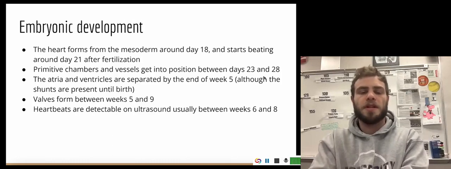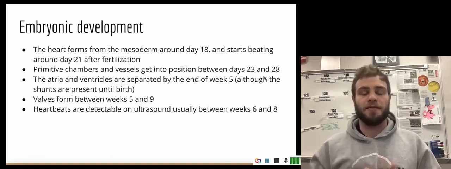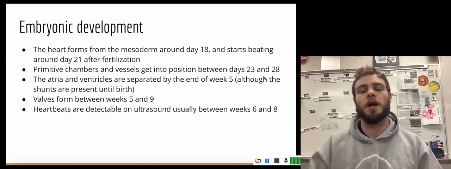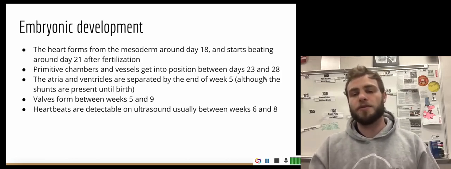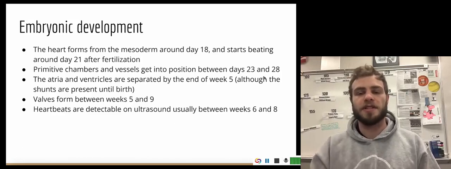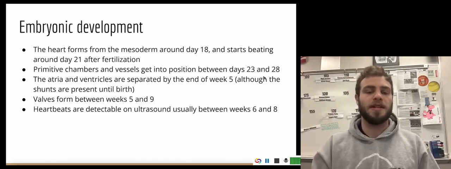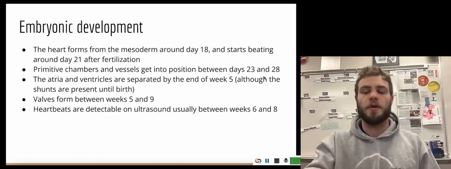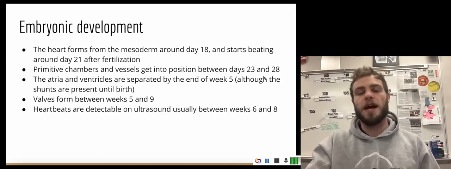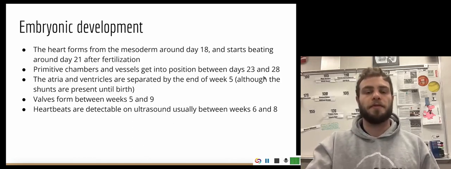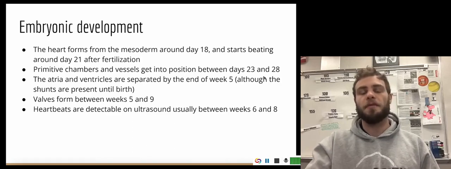And then the other thing I wanted to touch on from 19.5 was embryonic development of the heart. The heart's going to be one of the first things to form. It's going to arise out of the mesoderm about 18 days after fertilization. It will start beating about 21 days after fertilization. So you can actually have a heartbeat about 3 weeks after fertilization. You'll start to get the beginnings of chambers and blood vessels moving into position between days 23 and 28. So that's getting us into week 4 here.